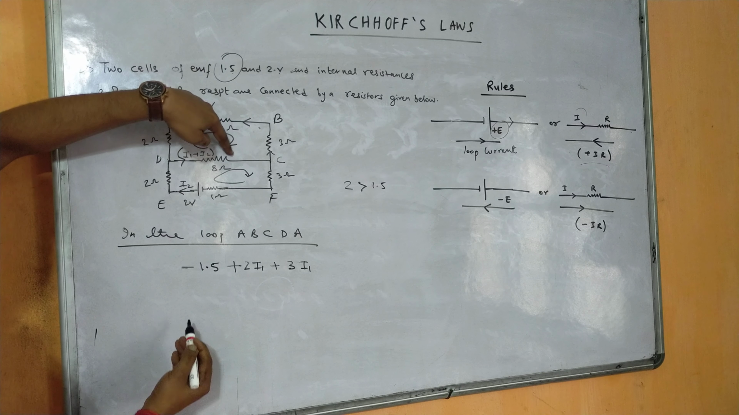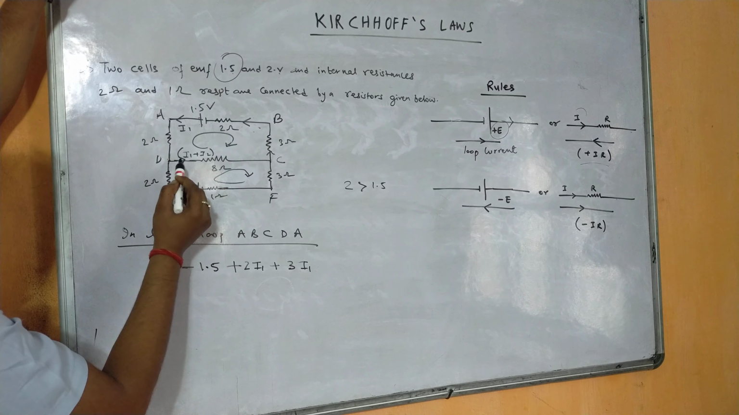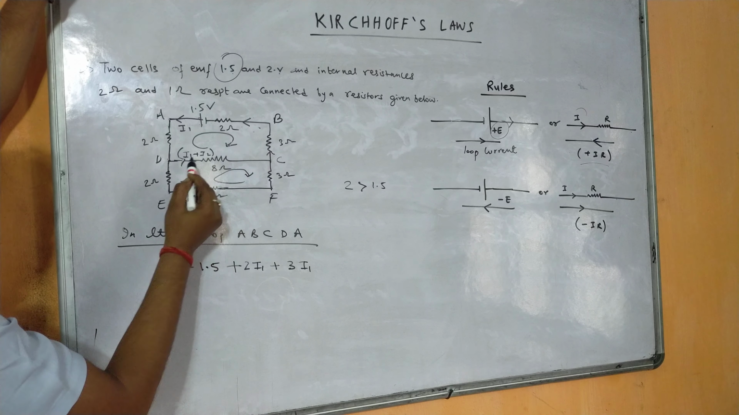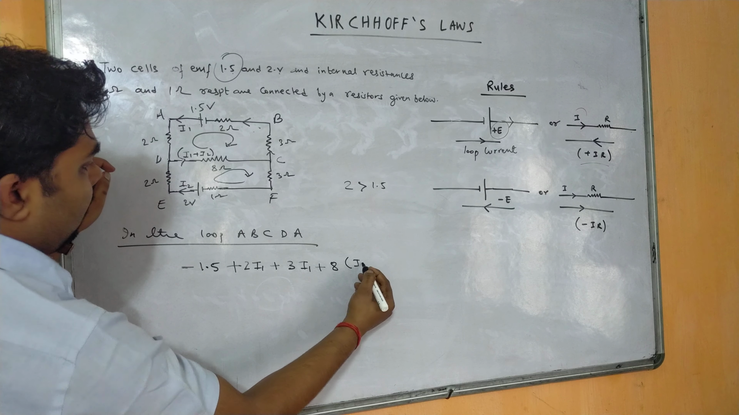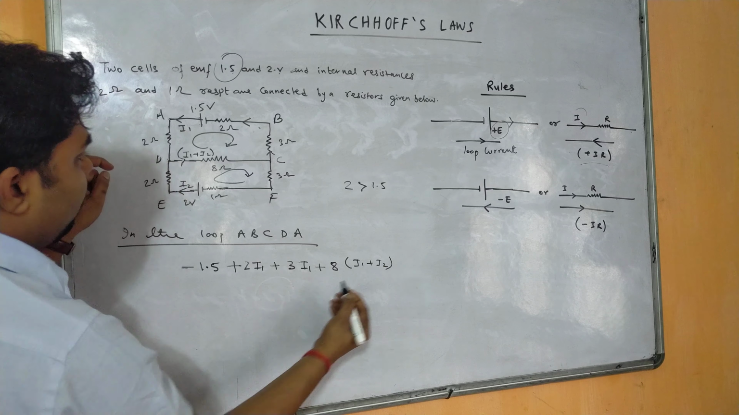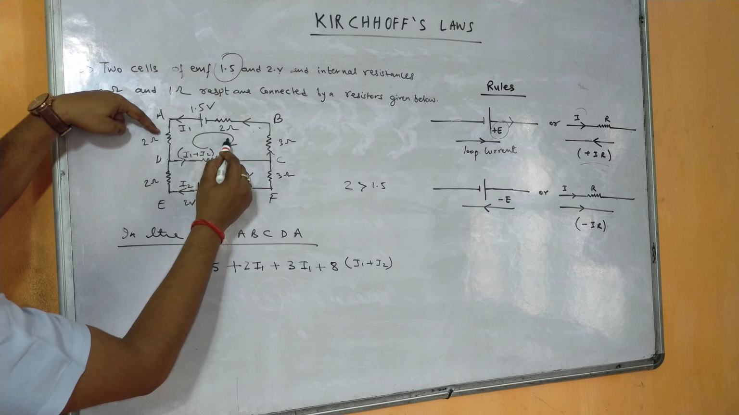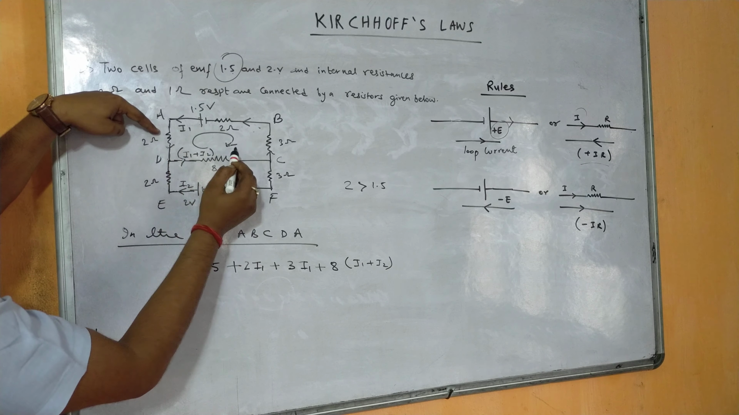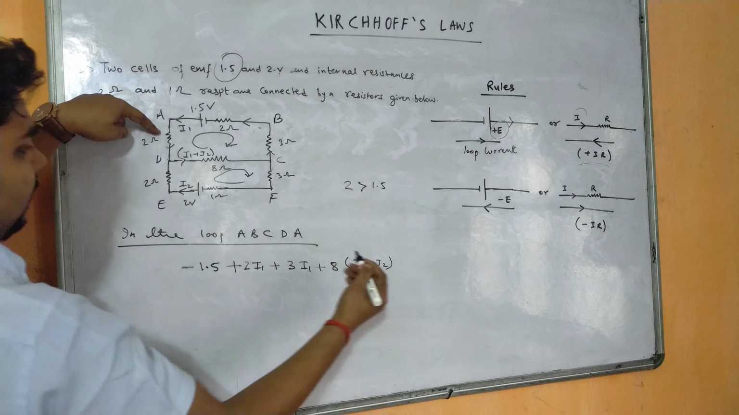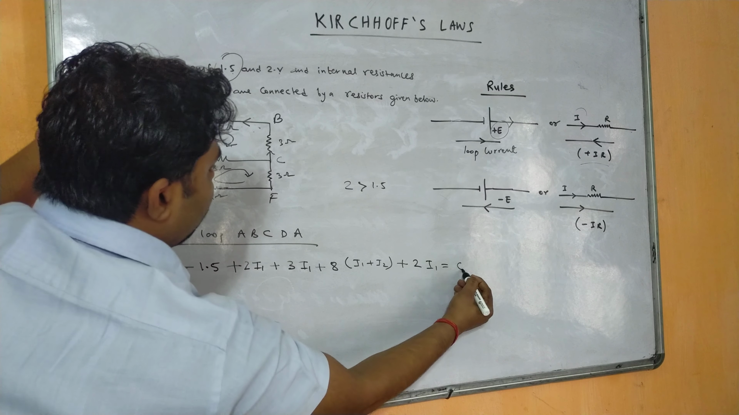Now this one, you see this arrow direction and the current direction, again both are opposite, so again we will consider plus 8 times (I1 plus I2), right? Now the last resistor is this one, that is 2 ohm. Again you see this current direction and this current which is coming down are in opposite directions, that is plus 2I1 must be equal to 0.